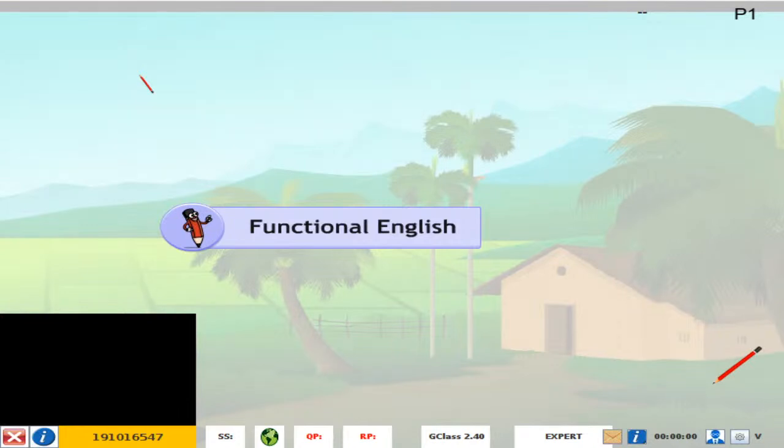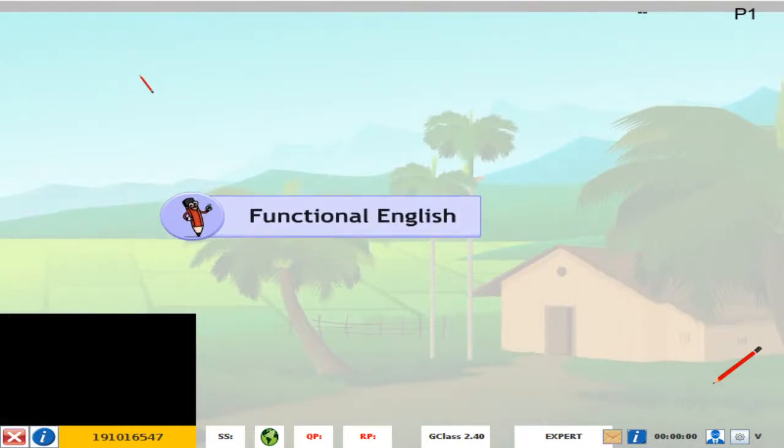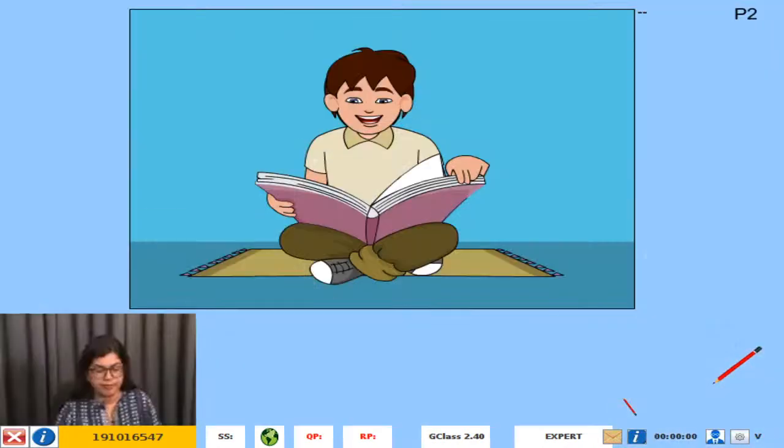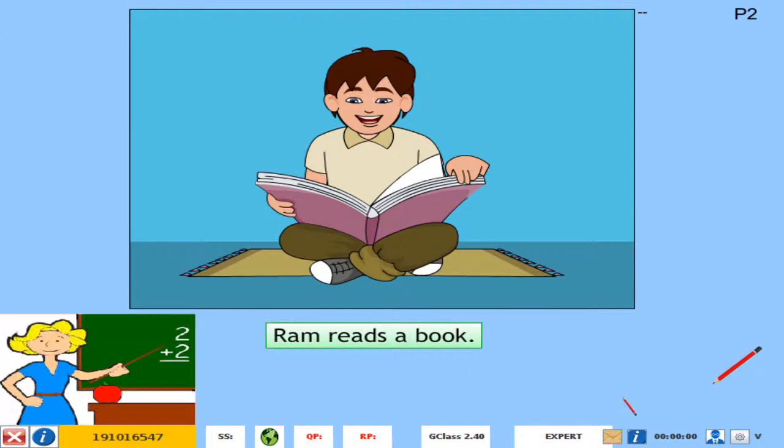Going to discuss simple and compound sentences. Okay, so can you see in the picture what is the boy doing here? Yes, he is reading a book, isn't it? So let us see. Ram reads a book.